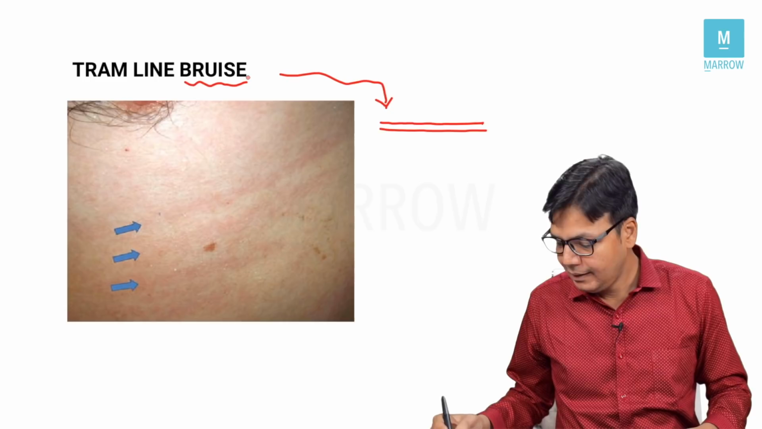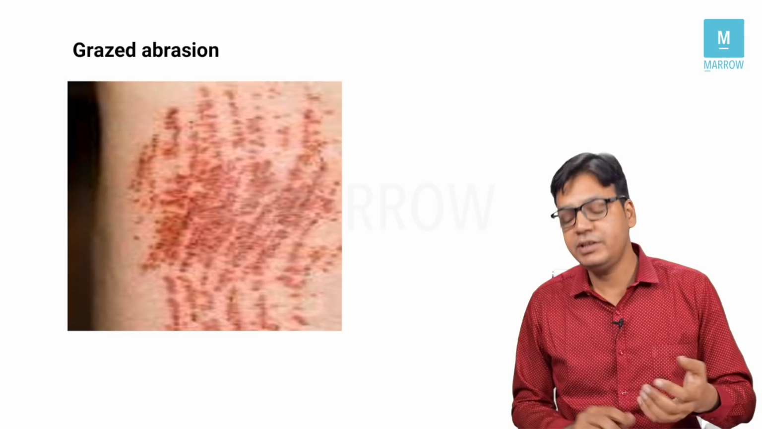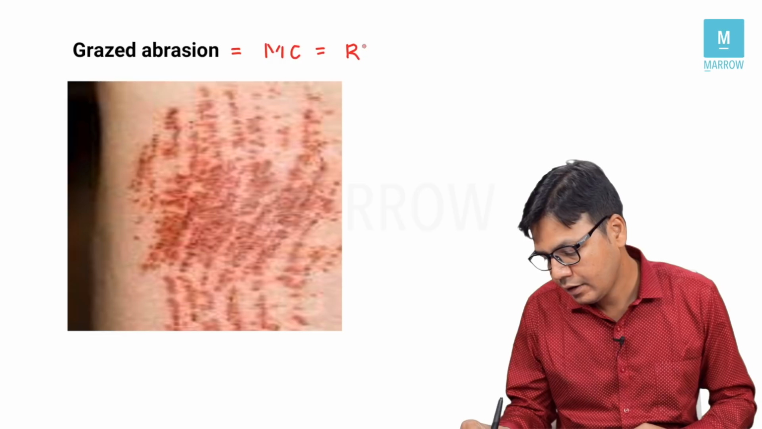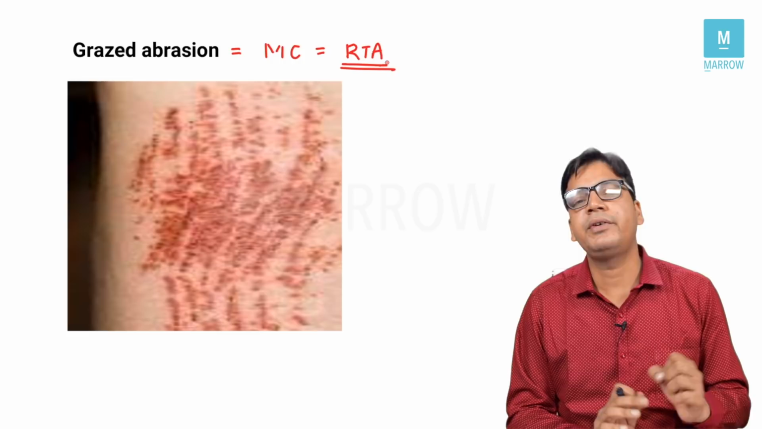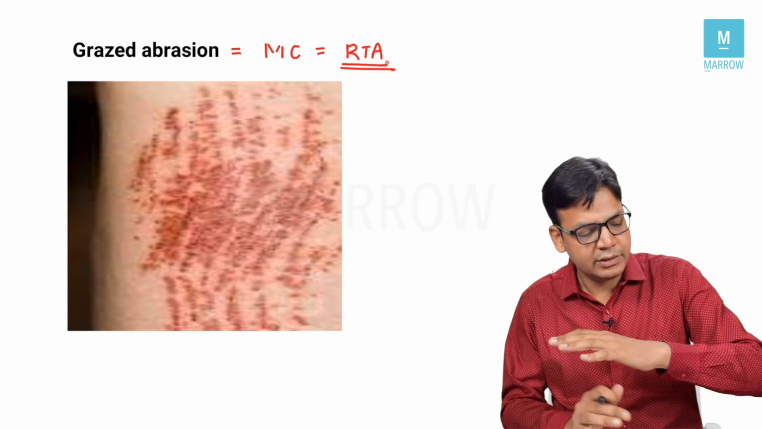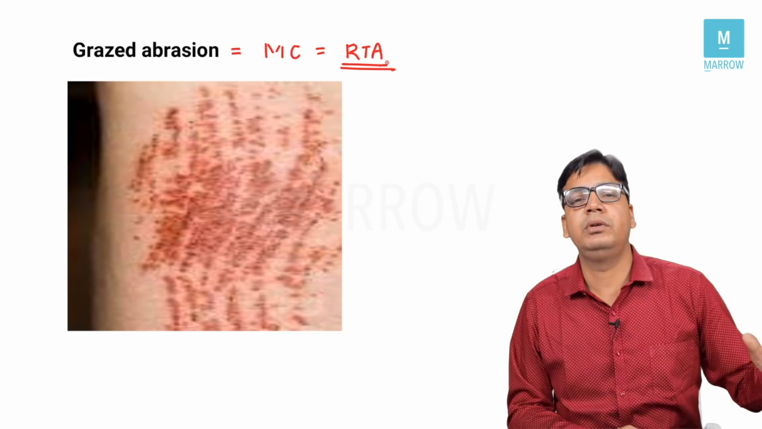Yes, sir, it is a grazed abrasion. What is the meaning of grazed abrasion? It is the most common abrasion in road traffic accident. When you are running, suddenly fall on the road and slide, there is friction on the road. So this is a grazed abrasion, the most common abrasion in road traffic accident.